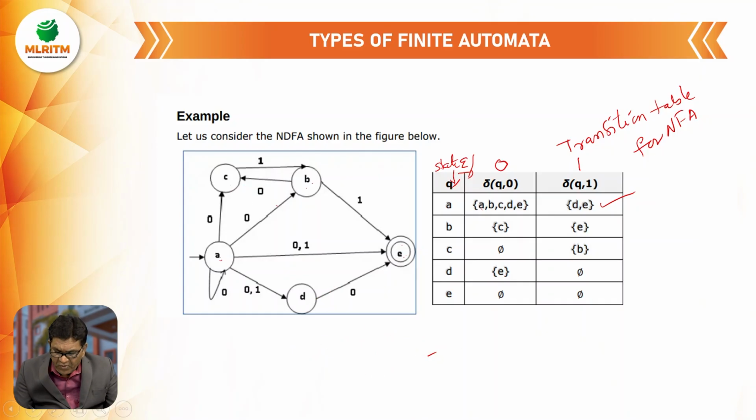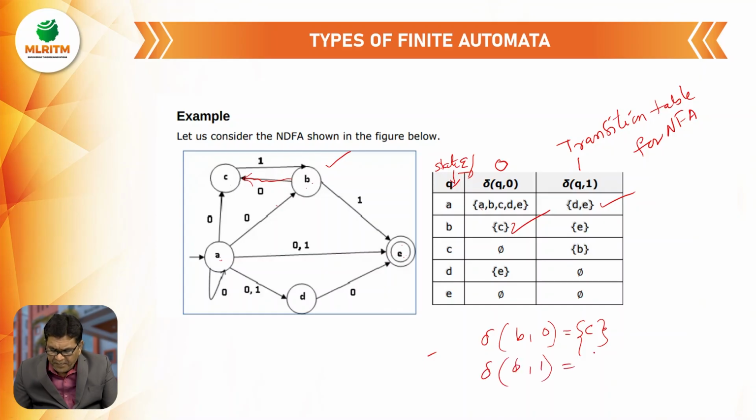Next, I want to take one more state, B. Current state is B, current input is 0 and 1. B with 0. Now we can check the table, the transition diagram. Delta B with 0 goes to C. We have written that. Next, B with 1. B with 1 moves to E. Yes, E. That's why we wrote it.